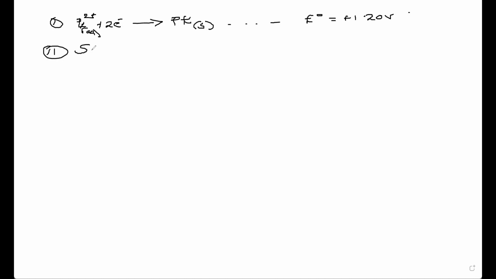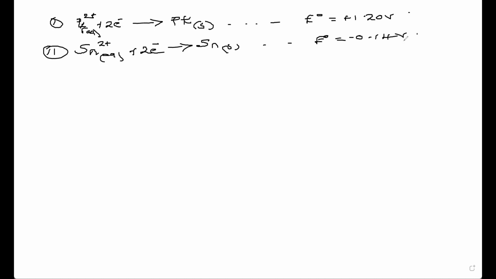So the two half reactions that we have: the first reaction is Pt2+ (aqueous) plus 2 electrons, giving us Pt, which is in solid state, and its cell potential is positive 1.20 V. Then the second reaction is Sn2+ aqueous plus 2 electrons, after this you get Sn, which is a solid, and its E is basically negative 0.14 V.